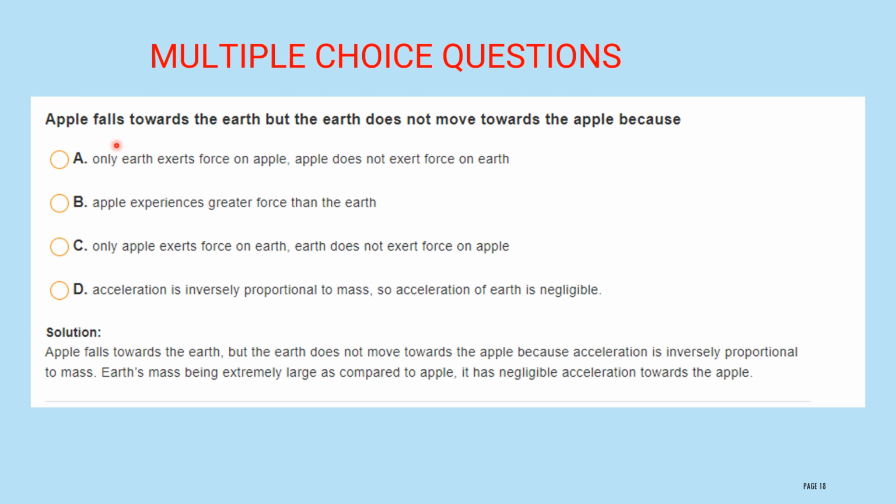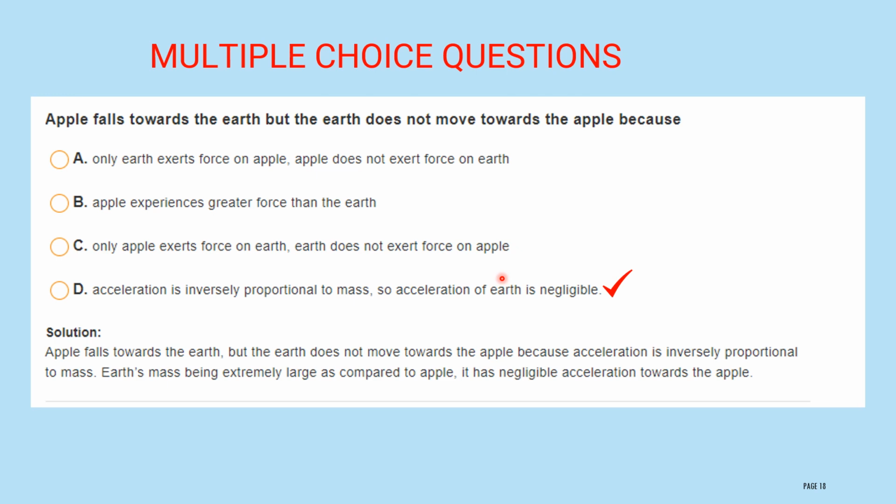Next question, apple falls towards the earth, but the earth does not move towards the apple because, option A, only earth exerts force on apple. Apple does not exert force on earth. Option B, apple experiences greater force than the earth. Option C, only apple exerts force on earth. Earth does not exert force on apple. Option D, acceleration is inversely proportional to mass. So acceleration of earth is negligible. Option 4 is the correct answer.